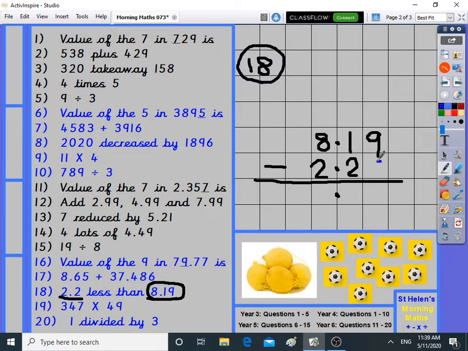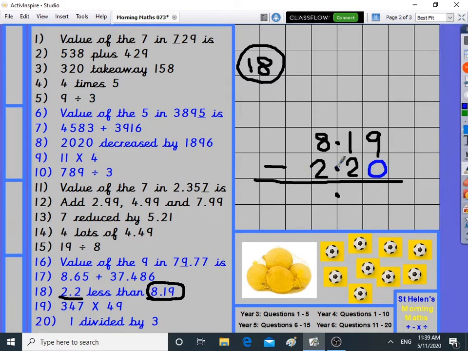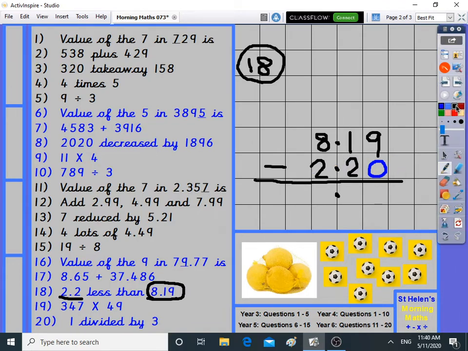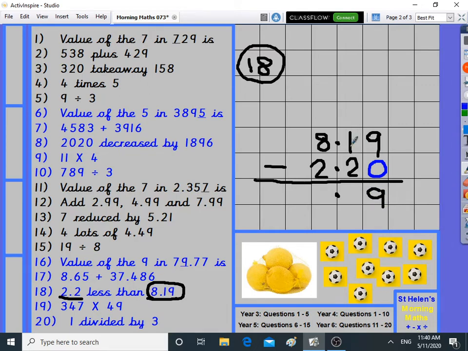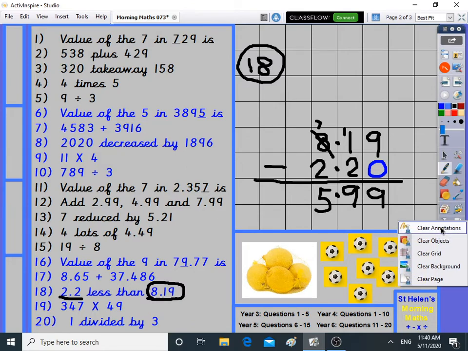I'm going to place this little extra 0, which doesn't change the 2.2, because 2.20 is still 2.2, but it just looks nice. 9 take away 0 is 9. 1 take away 2 we can't do. Get some help from the 8, goes down to a 7, get the 1. 11 take away 2 is 9. 7 take away 2 is 5. 8 and a bit take away 2 and a bit was 5 and a bit. 5.99. Minus makes things smaller, doesn't it? Let's move on to question 19.